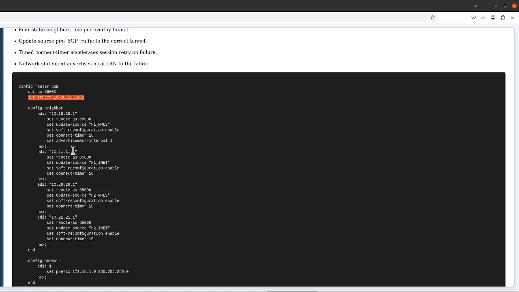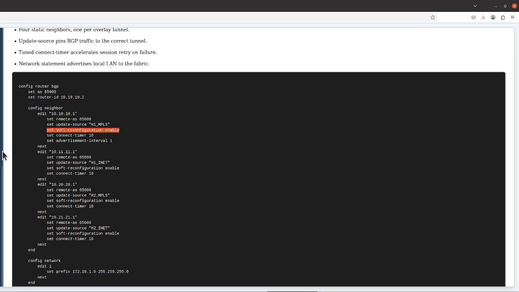The config neighbor context defines static BGP peers. The first edit, 10.10.10.1, creates a neighbor statement for hub 1's MPLS overlay IP. The set remote-as 65000 establishes this as an IBGP session. The set update-source H1_MPLS ensures BGP traffic to this neighbor flows specifically over the H1_MPLS tunnel, preventing accidental routing of control traffic through the wrong path. The set soft-reconfiguration enable lets us apply incoming policy changes without tearing down the BGP session, which is useful for maintenance windows.